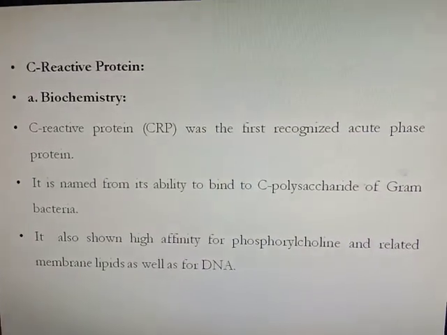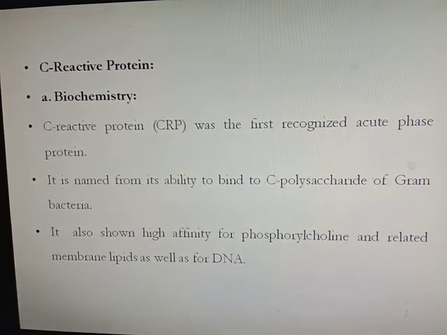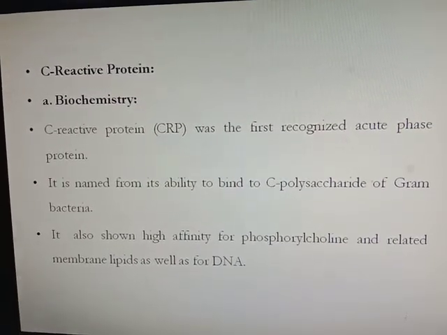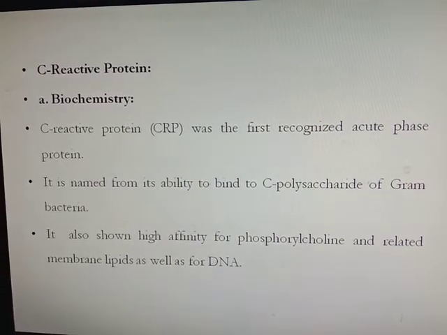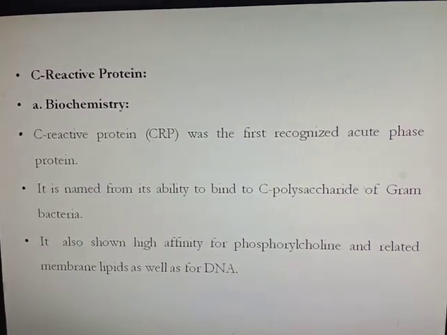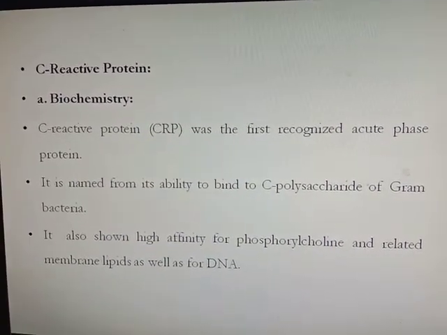In the first part of acute phase proteins, we saw the general information regarding acute phase proteins, what is meant by acute phase protein, and how they are classified into major, moderate and minor. Now we will see specific examples of acute phase proteins. The first example is C-reactive protein.